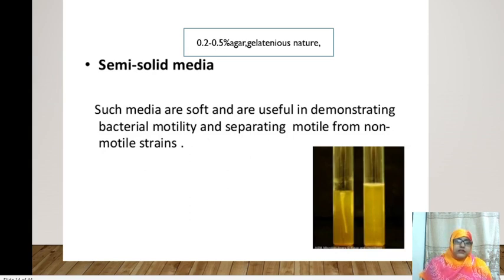As we discussed earlier, different types of bacteria having a locomotory organ are motile, and those which do not have a locomotory organ are non-motile strains. These are basically distinguished, meaning the presence of flagella is distinguished by using semi-solid media. You can see here, available in test tubes, available in petri dishes.